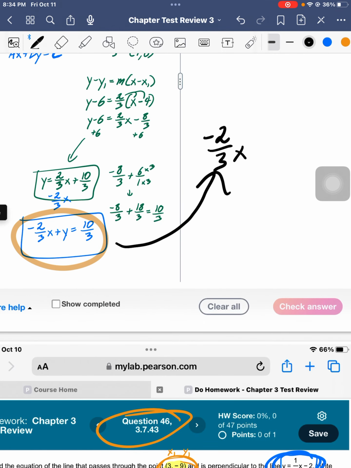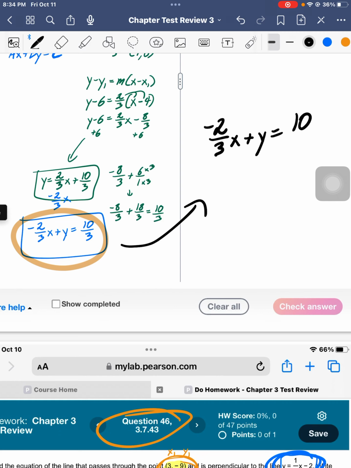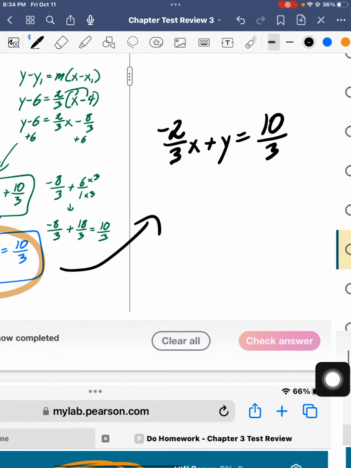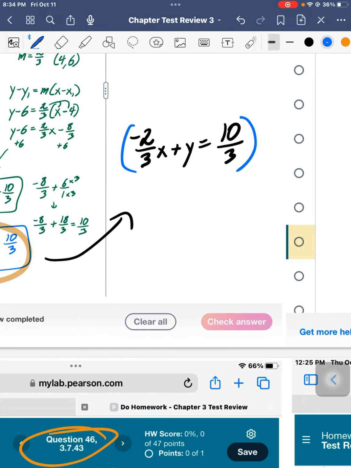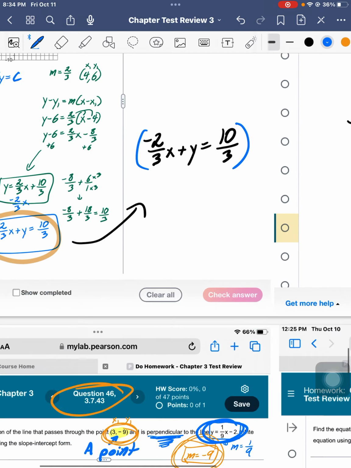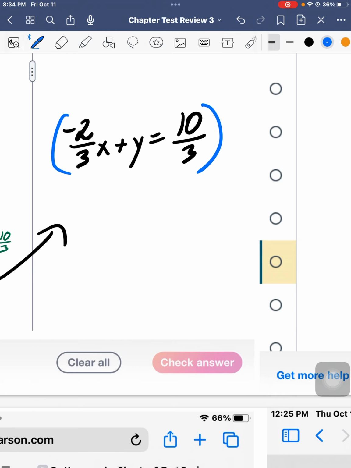It's no big deal. We're gonna do negative 2 over 3x. Wait, let me fix that. Okay. Negative 2 over 3x plus y equals 10 over 3. All we're gonna do is multiply all of these numbers by the least common multiple, or the least common denominator, so that we can delete the denominator. So we're gonna multiply all of this by 3.